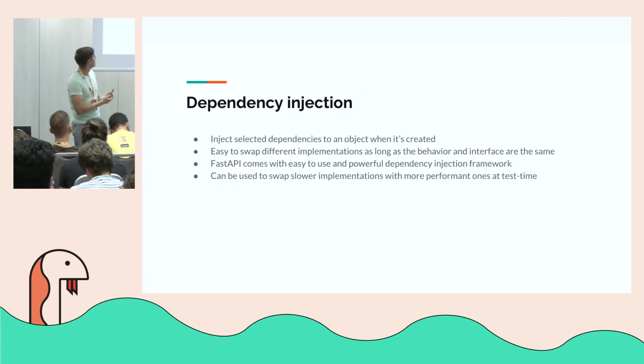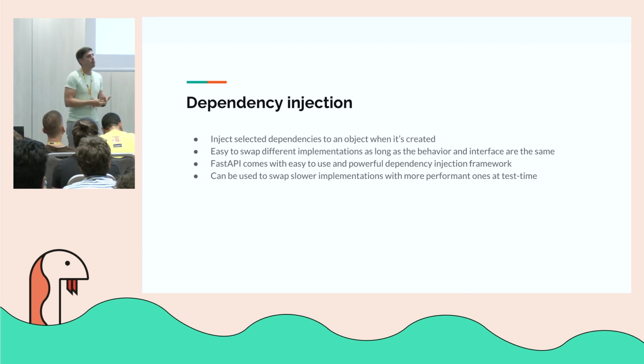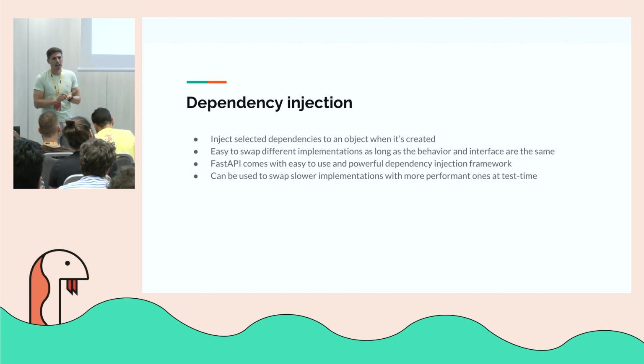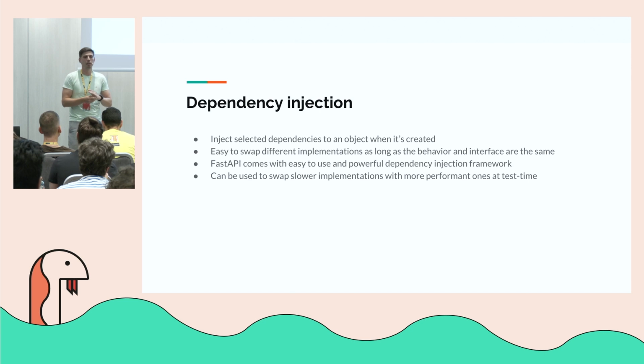And the third, the last but not least, is dependency injection. Dependency injection allows us to inject selected dependencies when an object is created. So for example, instead of importing something, we can provide an instance of the dependency, for example a repository, which is responsible for data persistence, at runtime when some object depending on the repository is created, which makes it very powerful because it's very easy to swap different implementations.